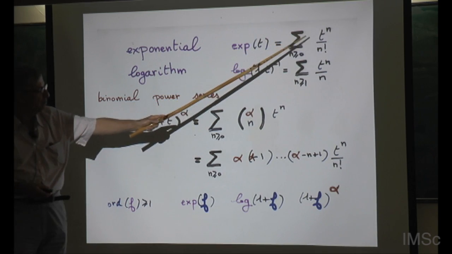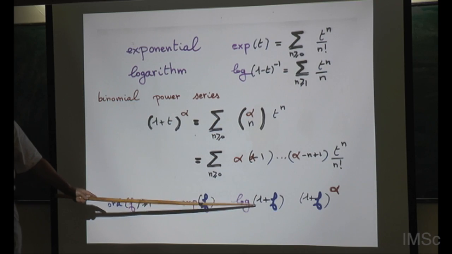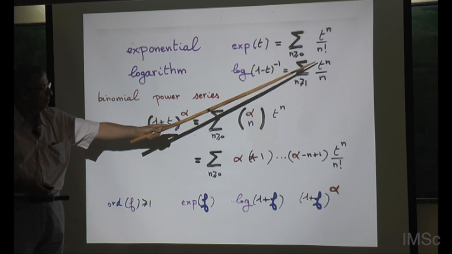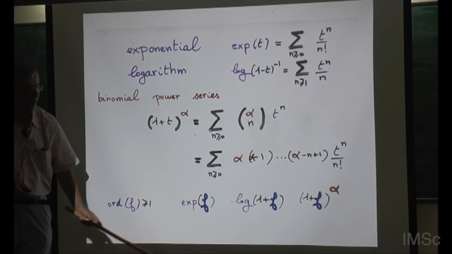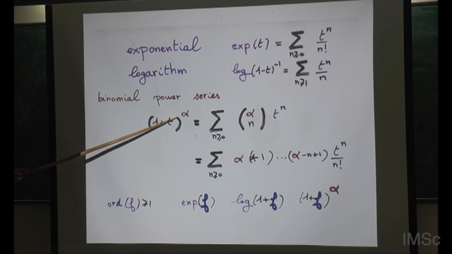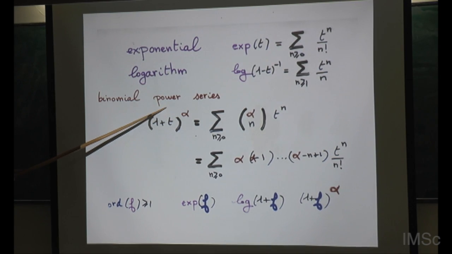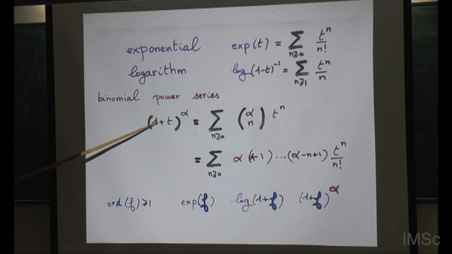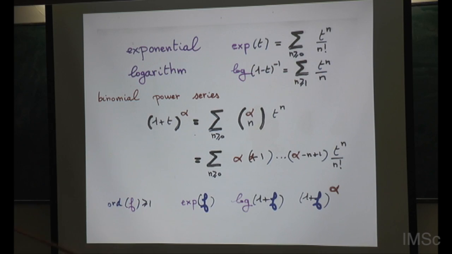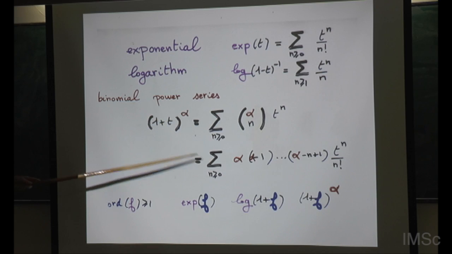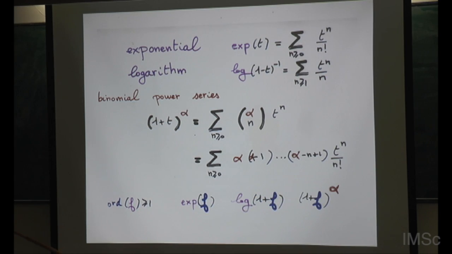It will be sigma of f power n over n factorial, or you can define the logarithm of 1 plus f to be sigma of f power n over n. And you can define also 1 plus f power alpha. Alpha is any integer or rational number. So if it is an integer, you get the binomial coefficient, but you can take any numbers, and 1 plus t power alpha will be this. And this gives you this formula, and you can substitute t by f. So define the binomial power expansion of 1 plus f.